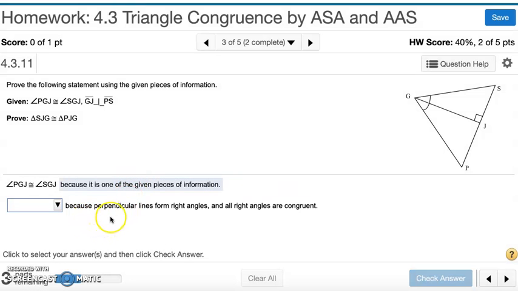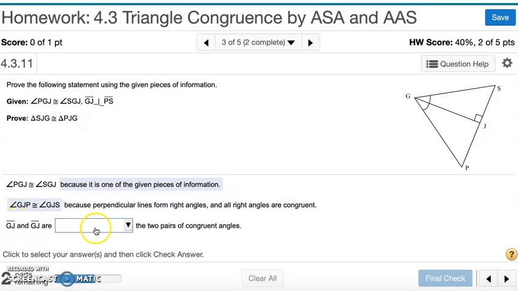Now it says because perpendicular lines form right angles and all right angles are congruent. So we look at our perpendicular segments, that's GJ and PS, and we're asked to choose which angles are congruent because of that. That would be the two angles here, because perpendicular means it forms 90-degree angles, and two 90-degree angles are equal to each other. So GJS and GJP. So that'll be the first one.